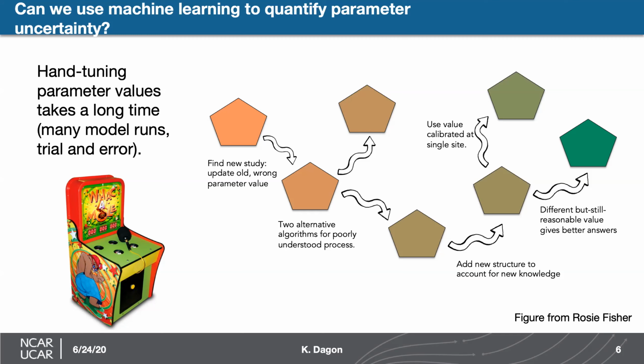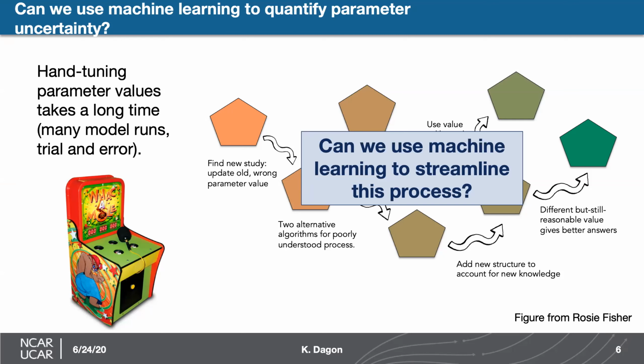And so this process of hand tuning parameter values can take a long time. It can take a lot of human time and a lot of computer time, lots of trial and error. So my question was, can we use machine learning to help streamline this process? Can we use it to make this process more efficient?